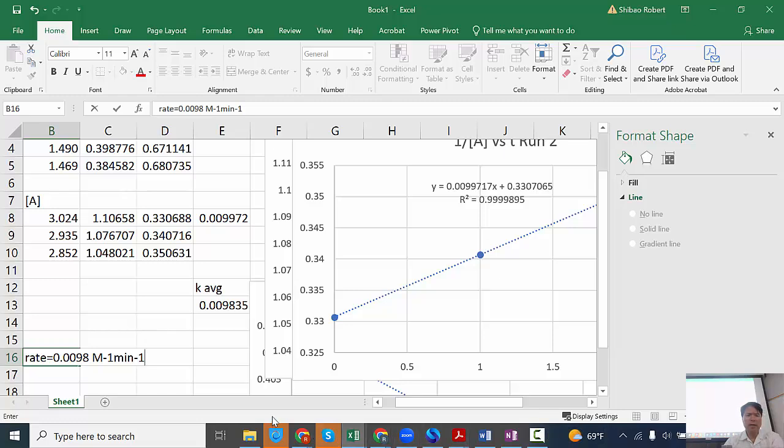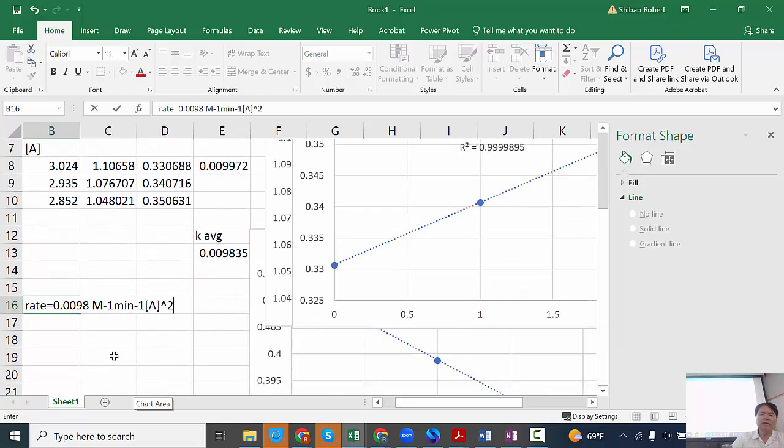And then A squared. I don't know if I can do superscripts here, but I'll just do this, the hat 2. That would be a rate law.